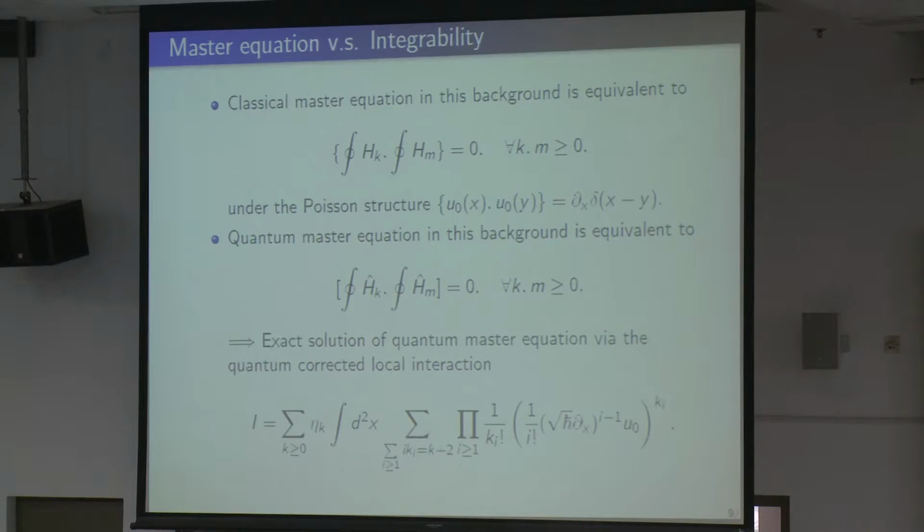You will find that eventually you can prove that the quantum master equation in this background is equivalent to something you can guess naively. This one quantizes to give you some Kyle operators, and this condition just becomes this quantum condition: these operators commute. And there are infinitely many commuting operators. This allows us to solve the quantum master equation precisely, in terms of this action functional. So this action is basically the quantum-corrected local interaction in this previous constant background.